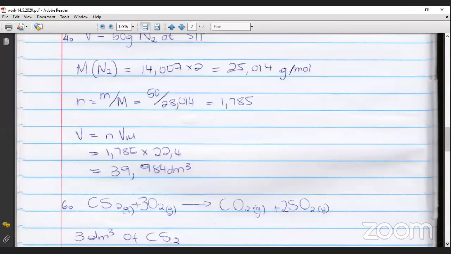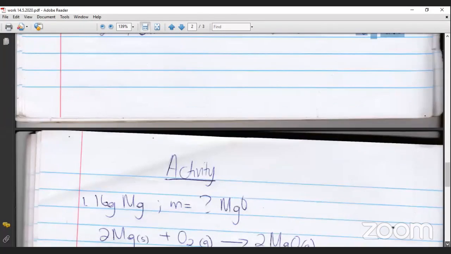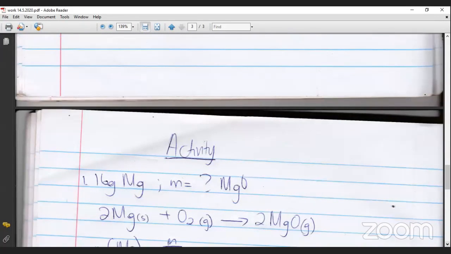Okay, this is a problem that we did. Activity 1. They've given us 16 gram of magnesium. They're looking for the mass of MgO. So this is the equation when it's balanced from what I showed you guys.